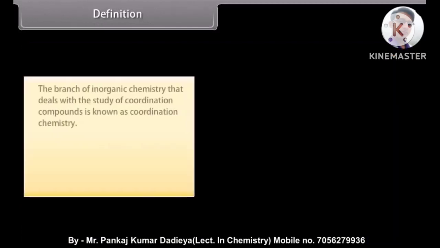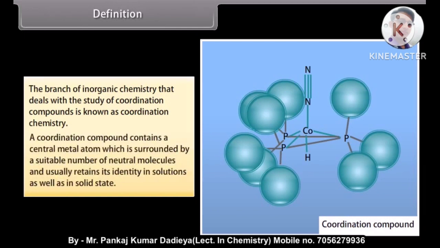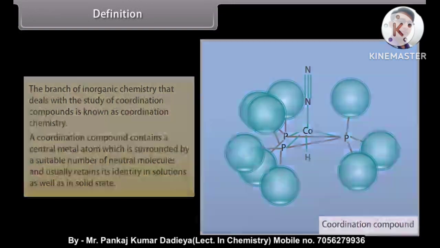Definition. The branch of inorganic chemistry that deals with the study of coordination compounds is known as coordination chemistry. A coordination compound contains a central metal atom which is surrounded by a suitable number of neutral molecules and usually retains its identity in solutions as well as in solid state.